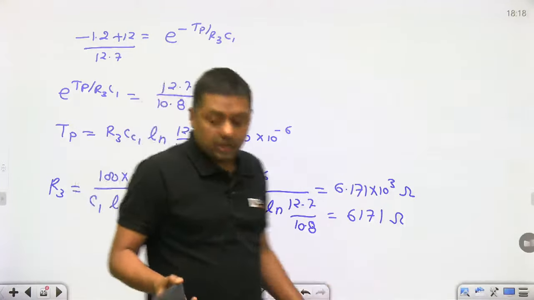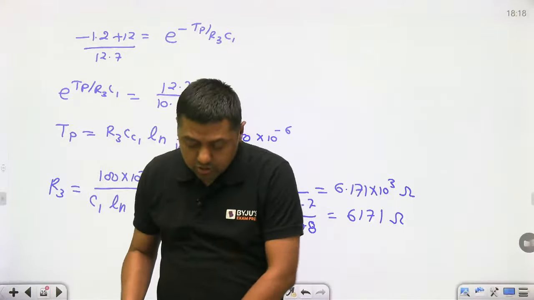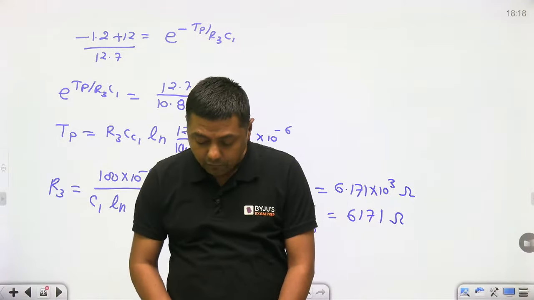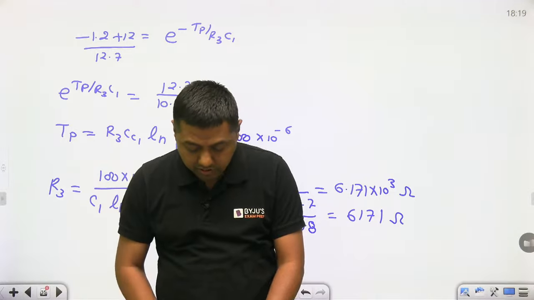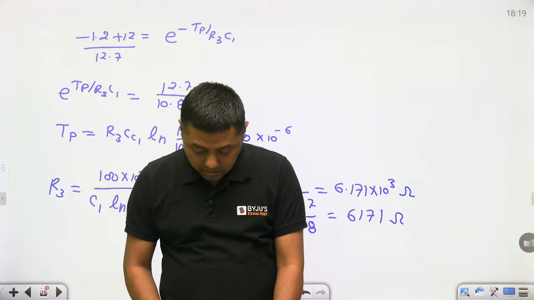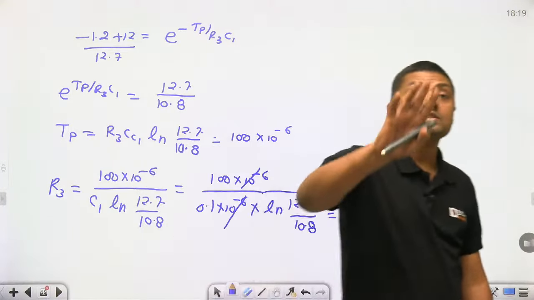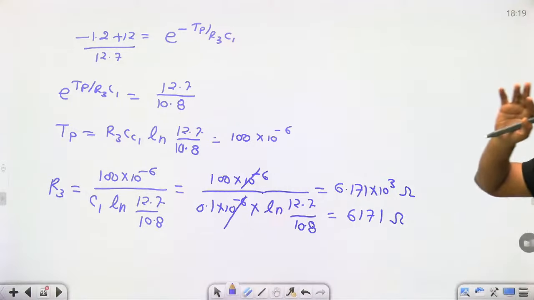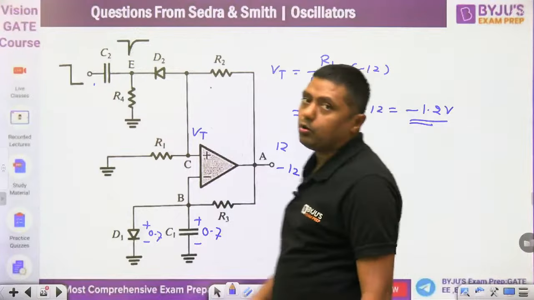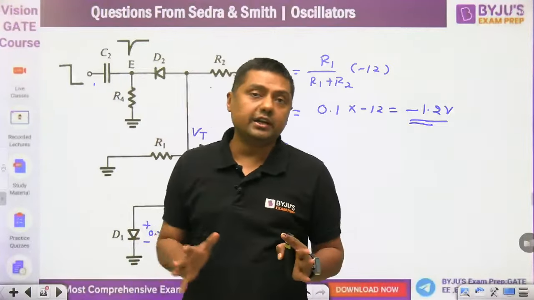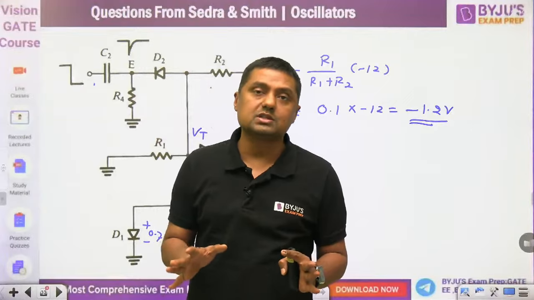So we are getting the correct answer, because the answer given in the book is 6171 ohm, unsolved numerical from Millman, Halkias, Sedra Smith. Now it is clear, everyone. If in the exam hall they give this type of question considering the practical diode, and you are not familiar with the derivation, then it is not possible to solve this type of question.